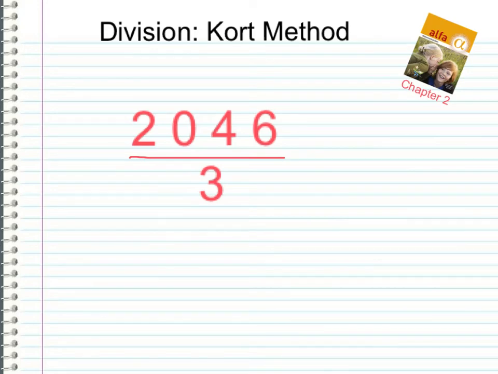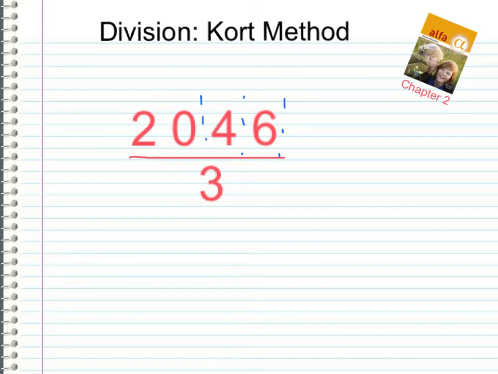Another question, just for more practice, we're going to look at 2046 divided by 3. Firstly, we can see that 2 is less than 3, so we can't divide it. So I'm going to split this number up into not 2, 0, 4, and 6, but I'm going to break it up into 20, 4, and 6.